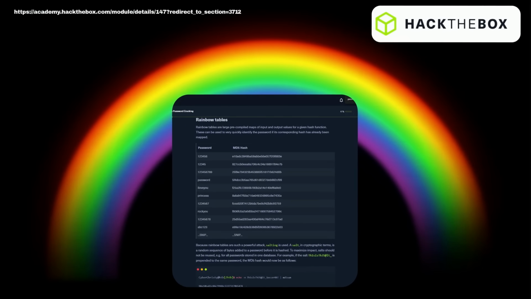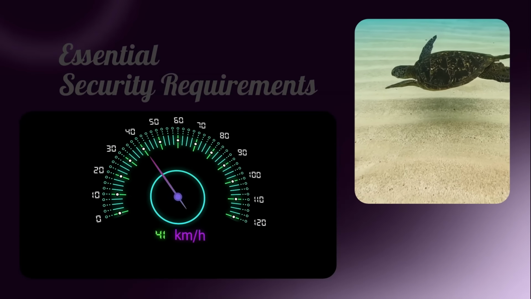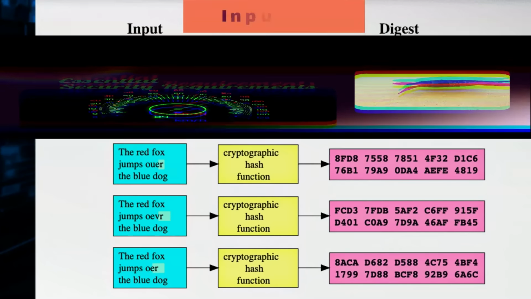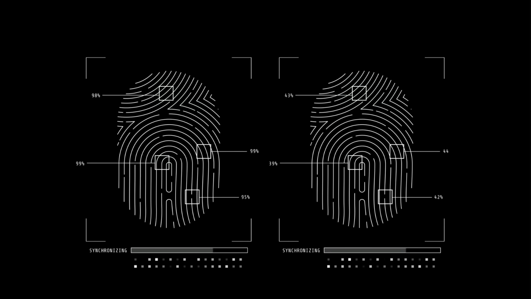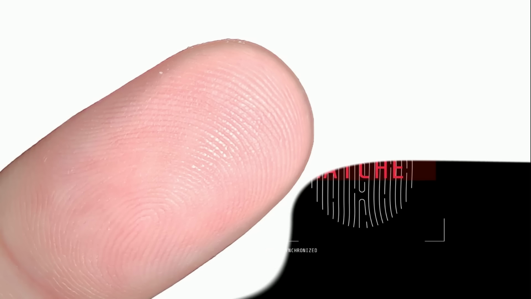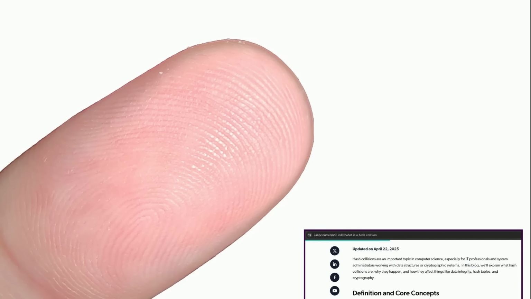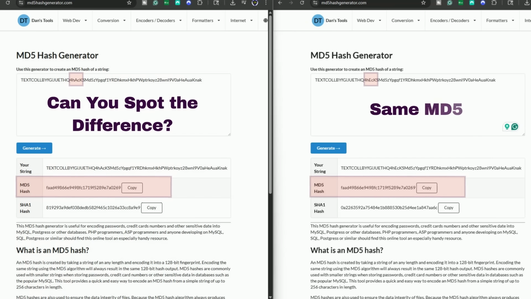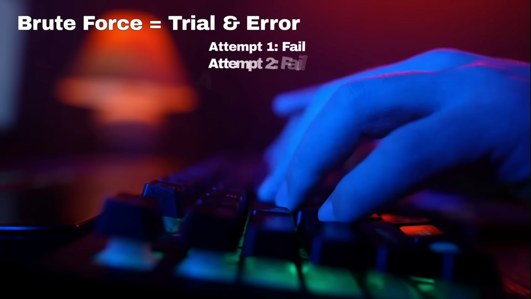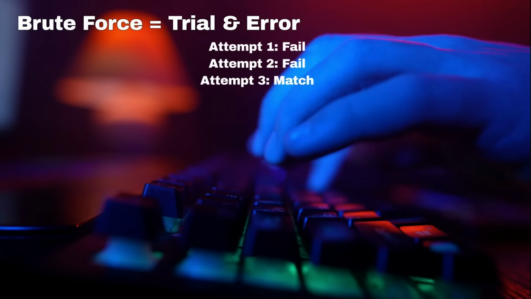Good hashes follow essential security requirements. Fast for integrity checks, slow for password hashing. Small input changes give completely different fingerprints. Different inputs rarely share the same fingerprint. At least we hope not. When they share the same fingerprint, it's called a collision. Collisions are possible in older or weak hash functions. Digests are irreversible, but can be brute forced.